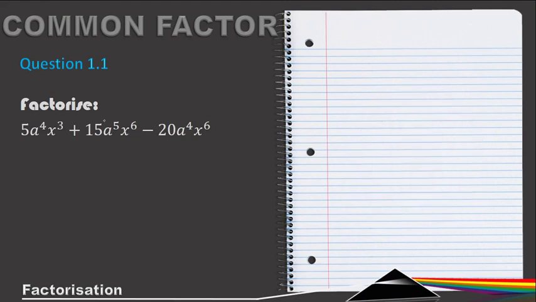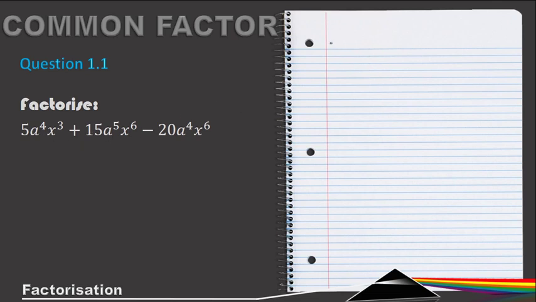So this one is for you to try. Factorize 5a to the power of 4 x to the power of 3 plus 15a to the power of 5 x to the power of 6 minus 20a to the power of 4 x to the power of 6. Alright, so the first thing we look at is 5, 15, and 20.